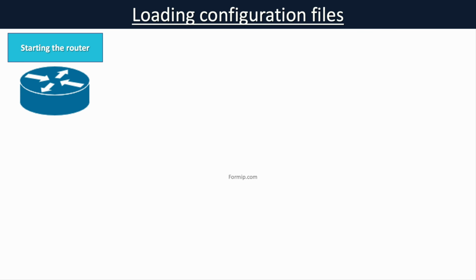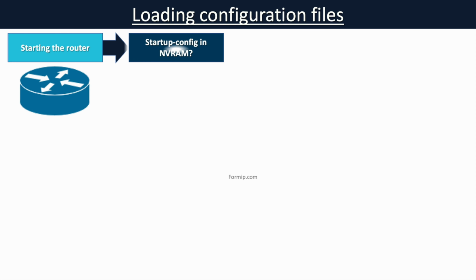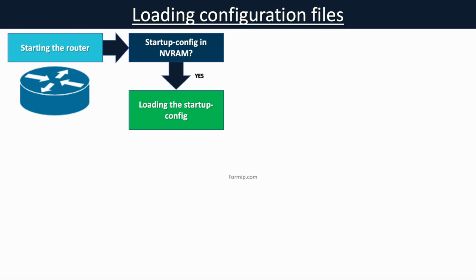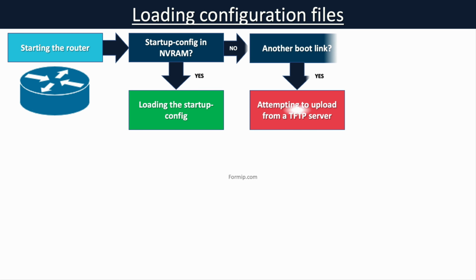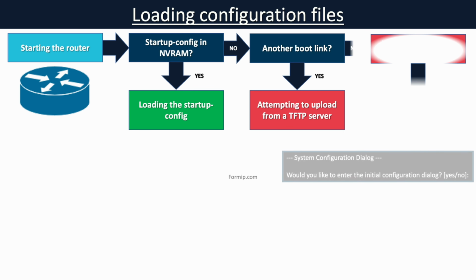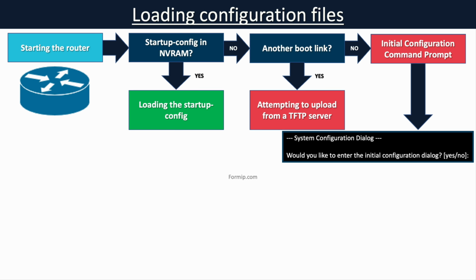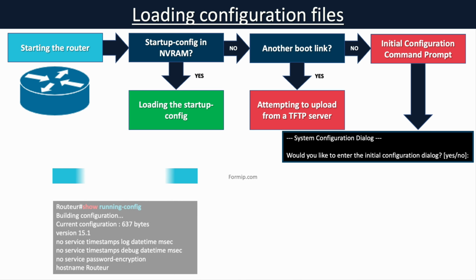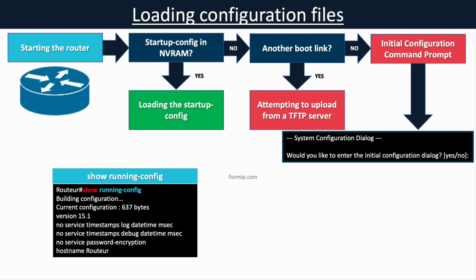Once the IOS image is loaded and booted, the router must be configured to use it. If there is a configuration file that exists in the NVRAM, then it will be loaded. Otherwise, it will try to find one on a TFTP server. And if it still can't find a file to start its config, it will open a small dialog box where it will be possible to configure the bare minimum. Now, our router is well started.